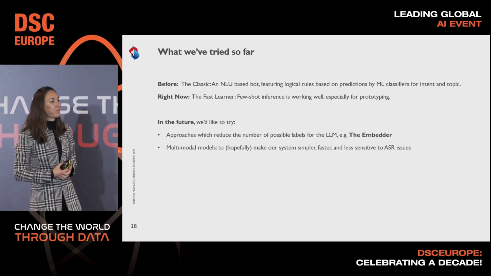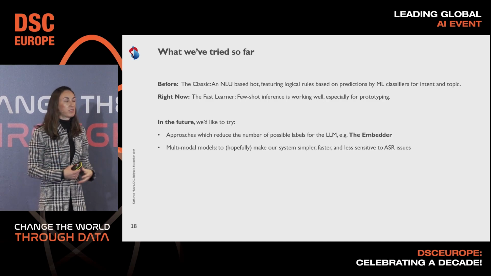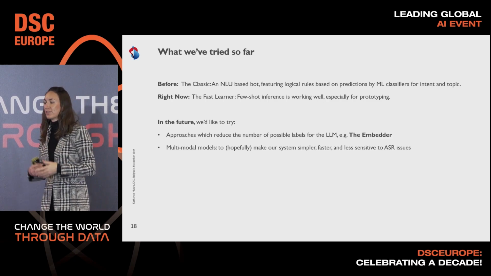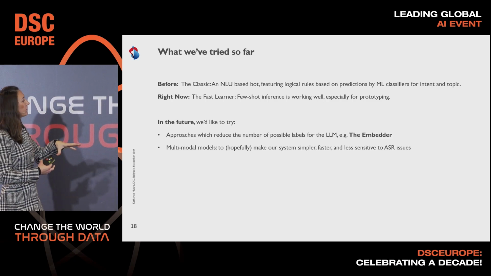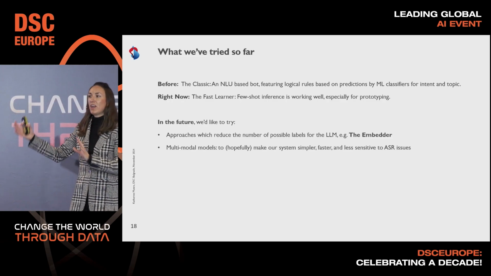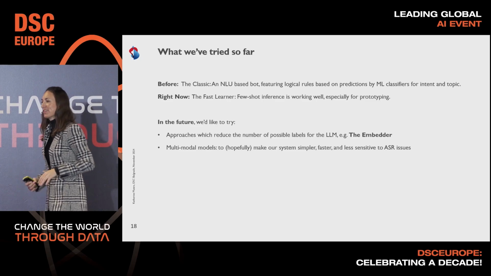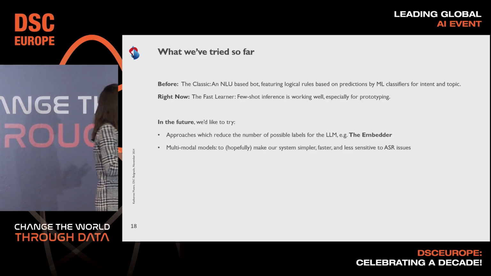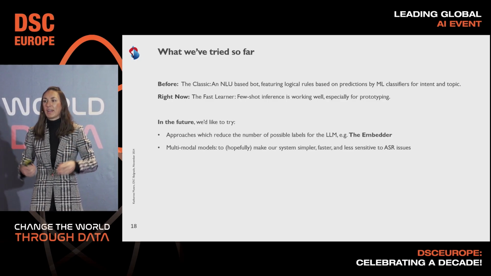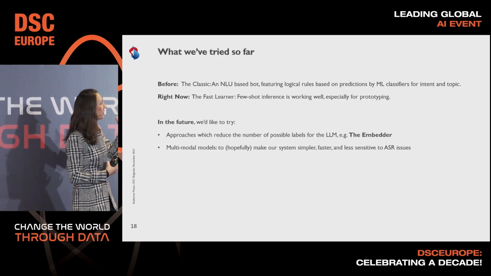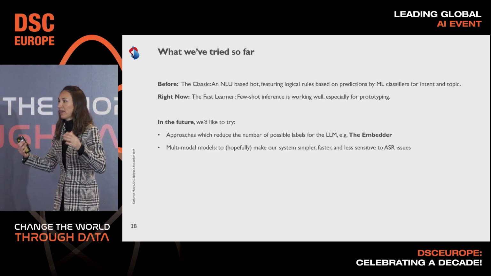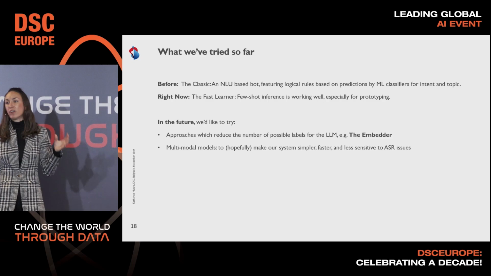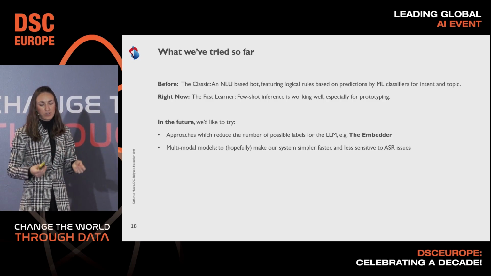Now, what we've tried so far: our existing system, which is still running now, is the so-called classic. So it's an NLU-based bot with ML predictions and some rules on top. Our goal right now is to completely overhaul this system, bring it into the current century, make it so much better, and add more use cases than we ever could before in a much faster time than we ever could before. So it's also about scaling up the functionality of this system. And so for now, we found the few-shot inference, so just having examples in our prompt, is working really well, especially for prototyping, and especially while we don't have too many intents that we need to work with or too many use cases.